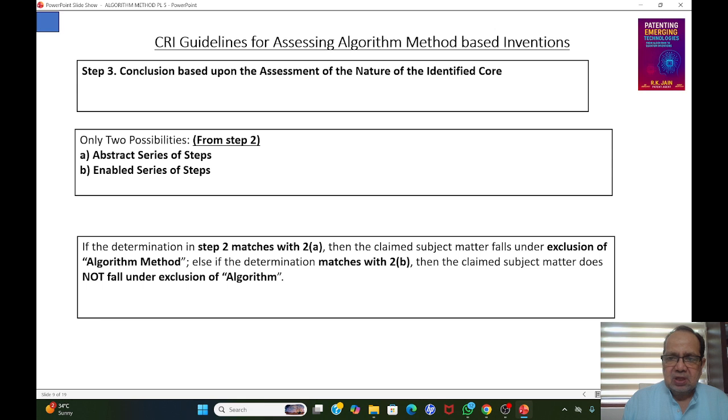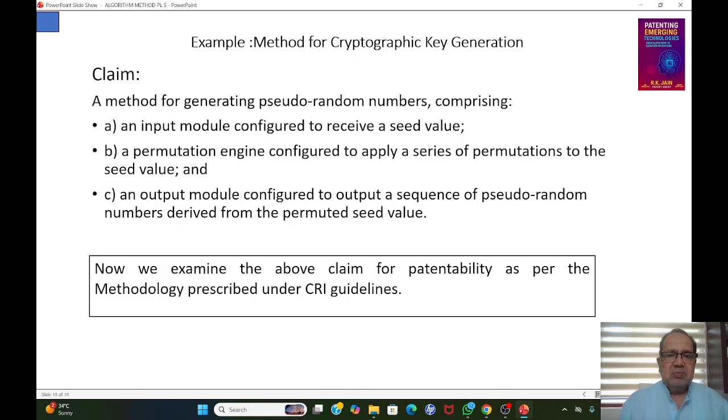Now let us take a real example, for example a method for cryptographic key generation. Let us take an overview of this invention. What does it do? It basically outputs a pseudo-random number. But what is the input? Input is a seed value. Given a seed value, there is a permutation engine, which is nothing but a series of finite instructions, a methodology which processes the seed value through a series of permutations to give you an output of a random number.